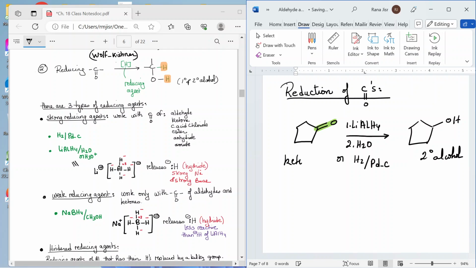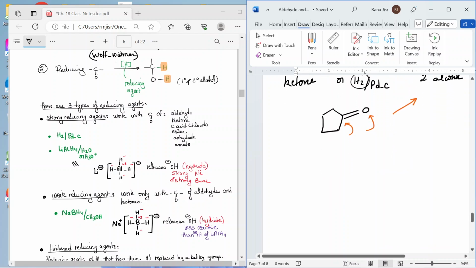So this is a ketone. They're going to be reduced into a secondary alcohol. Whether you are using lithium aluminum hydride or hydrogen in the presence of PDC, both are going to donate hydrogen. For the hydrogen in the presence of PDC, you are adding a hydrogen to this carbon and a hydrogen to the oxygen. So you are going to end up getting a reduction product in this case.